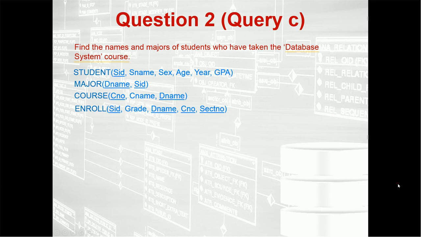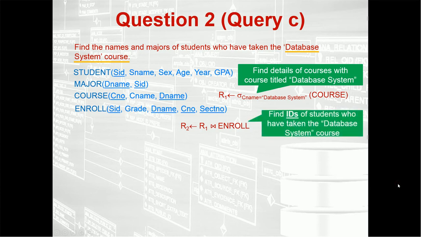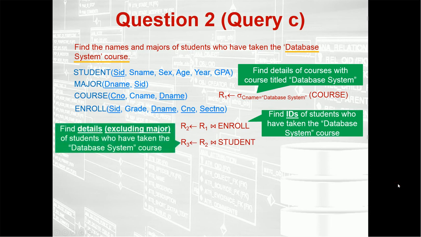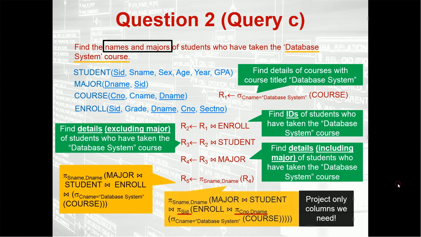First, we find details of courses with course titled database system. Then, we look for IDs of students who have taken the database system course. By joining with the student relation, we can look for details, excluding major, of students who have taken the database system course. In order to find details of the major, we have to perform a join with the major relation. Finally, we project on the columns that we need in the final results.